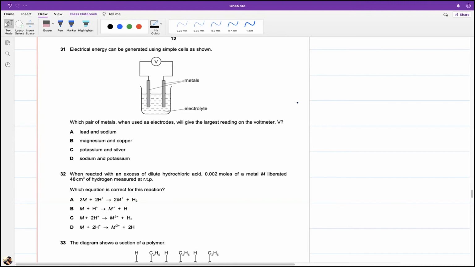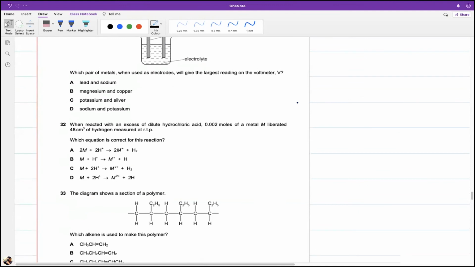All right. When reacted with excess of dilute sulfuric acid, 0.002 moles of a metal M liberated 48 cm³ of hydrogen measured. So देख लेते हैं. 0.002 है वो 48 cm³ है. So 48 over 24,000 करेंगे तो हमें पता चल जाएगा how many moles is that. So that is going to be 0.005, I guess. 0.002 ही है. That basically tells me that the mole ratio of the metal and hydrogen is the same. So जितना metal होगा उतनी hydrogen gas होगी, क्योंकि 1:1 ratio होगी. So let's see. It is C. Mole ratio of metal and hydrogen is the same there.